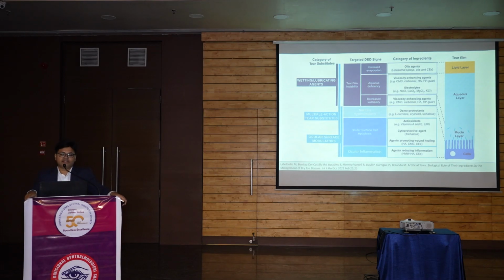Basically, they categorize your lubricating drops into three categories. One is wetting agents or lubricating agents. Wetting agents means their sole purpose is just to lubricate the ocular surface, like 0.5% CMC, right? The second, as you see in this blue bar, are the tear substitutes. They do have this deposit, like CMC, HPMC.